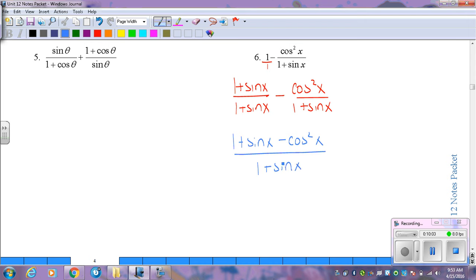All right, now, when we take a look at this, now is where we're going to do our replacing. So that cosine squared, we are going to replace with a 1 minus sine squared x. So I now have 1 plus sine x. Now, I'm subtracting this whole thing because when I replaced cosine squared, it was a negative cosine squared, so I have to distribute that negative to everything. So that's going to be negative 1 plus sine squared x.